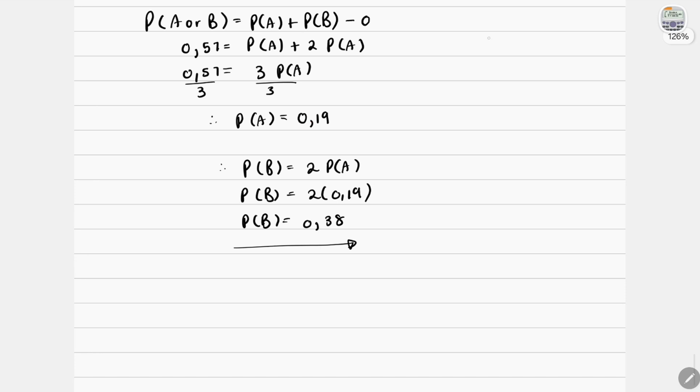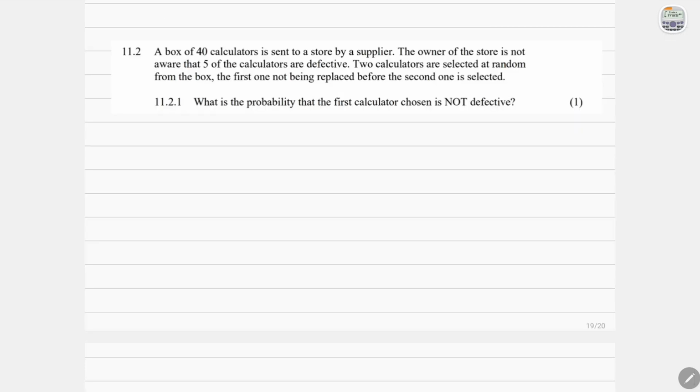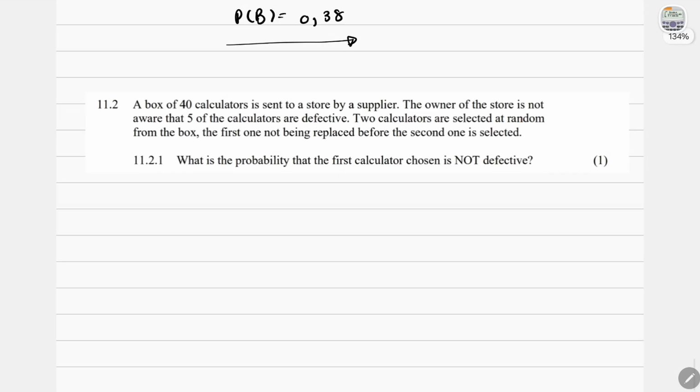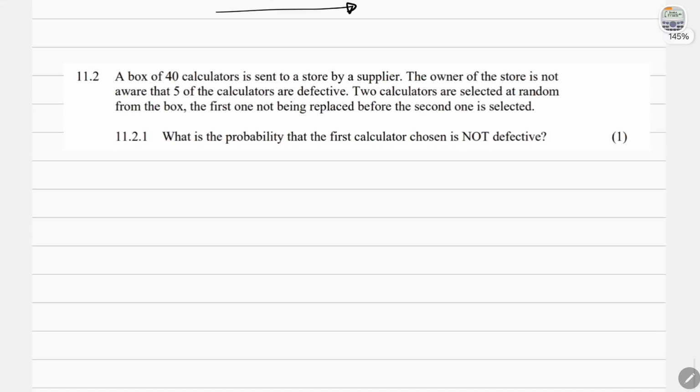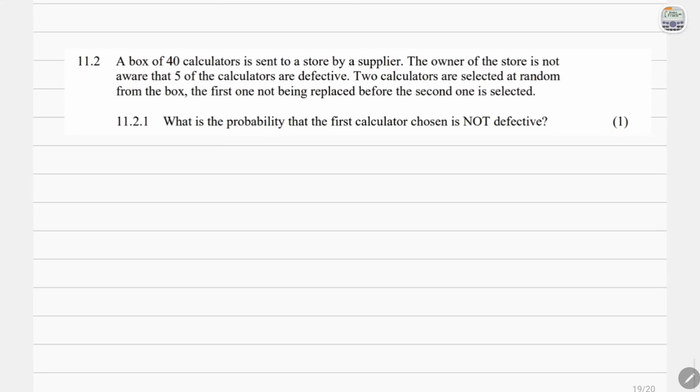Moving on to the next question. Question 11.2 says, a box of 40 calculators is sent to a store by a supplier. The owner of the store is not aware that 5 of the calculators are defective. 2 calculators are selected at random from the box, the first one not being replaced before the second one is selected.